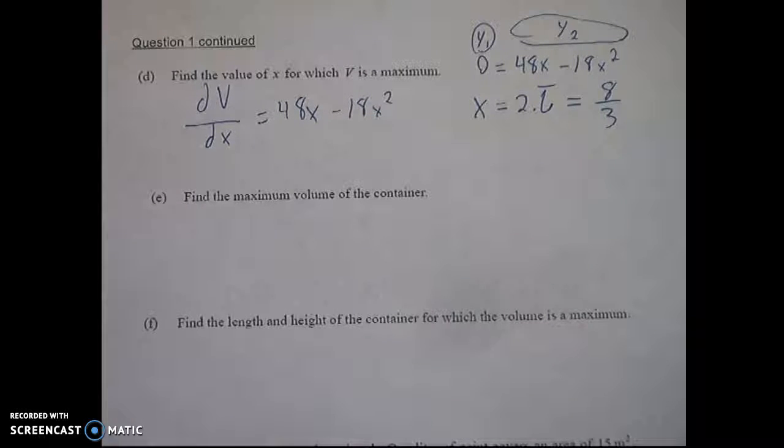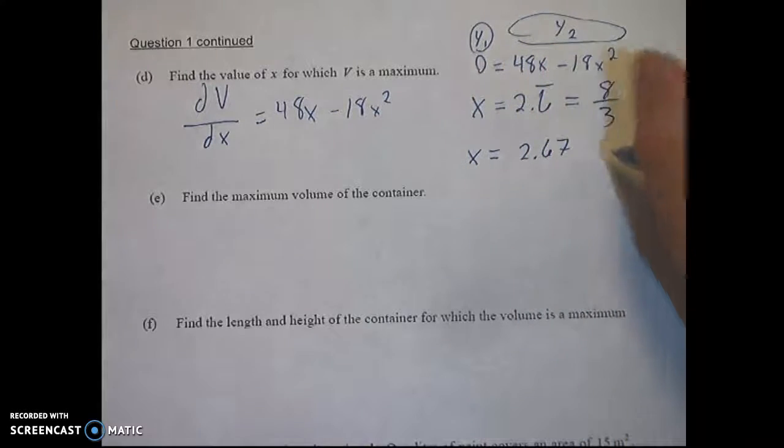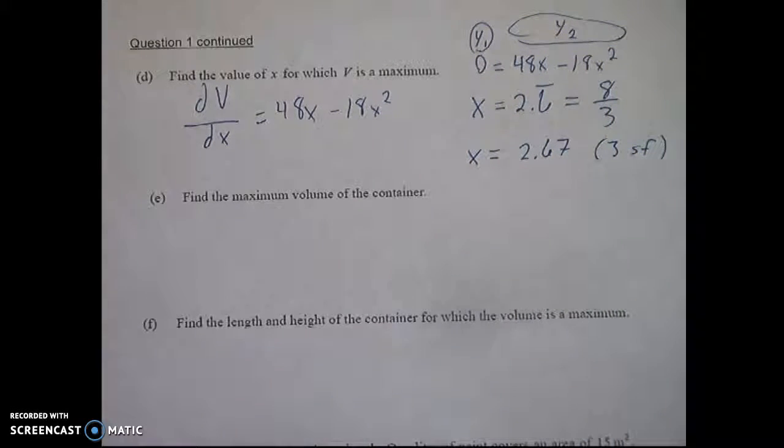Oh, sorry, I should also say that if you're going to round that, you should write x is 2.67 because that's to 3 significant figures.